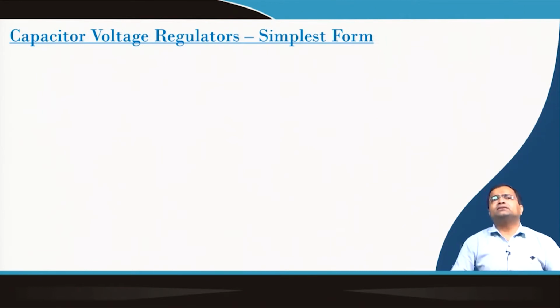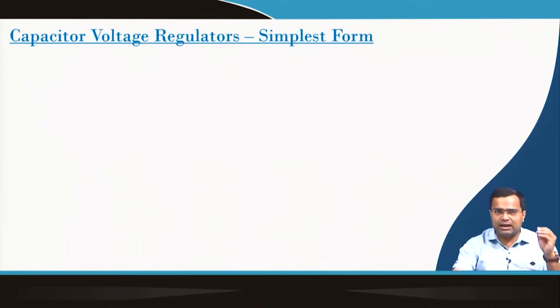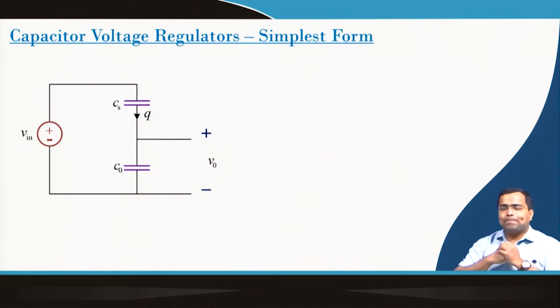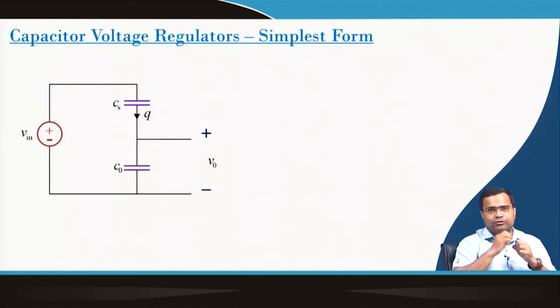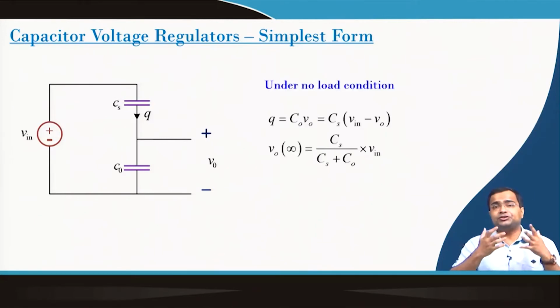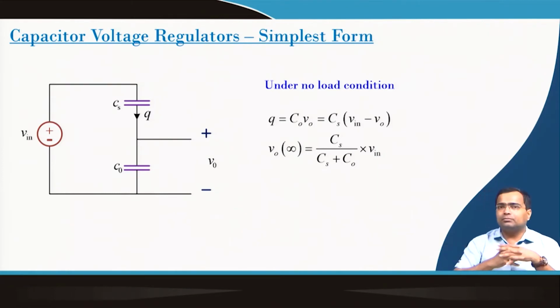So, you have to think of something using energy storing elements rather than dissipative elements to further improve the efficiency and also to achieve voltage regulation. One way is to use a capacitive network. Here we are using two capacitors in series, and if we take the voltage across one capacitor, it can be represented by the ratio Cs by Cs plus C0, times the input voltage, which will be the output voltage.